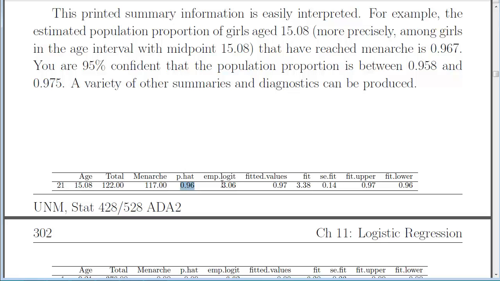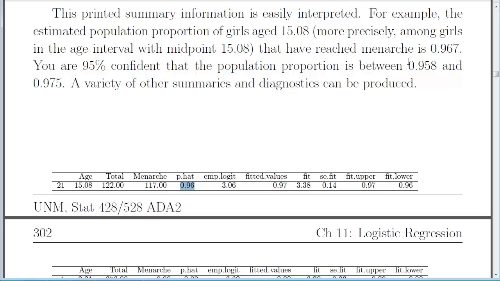Okay, that's fine. On the Logit scale, the estimated value is 3.06. That's the empirical Logit scale, so that's converting p hat to the Logit scale. Then I've got my fitted value from the regression model, to the right. I have a fitted value of 0.97, which is close to what we observed.